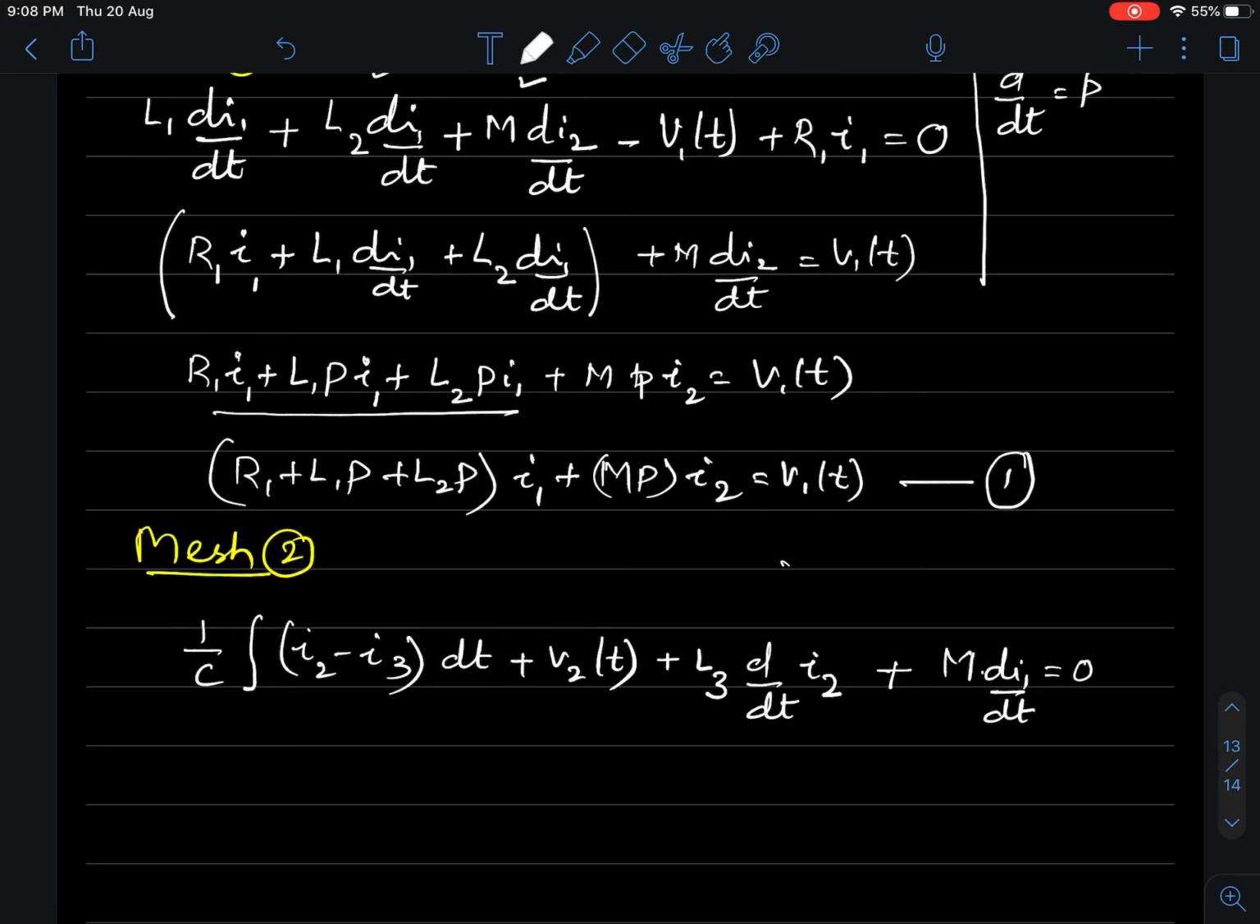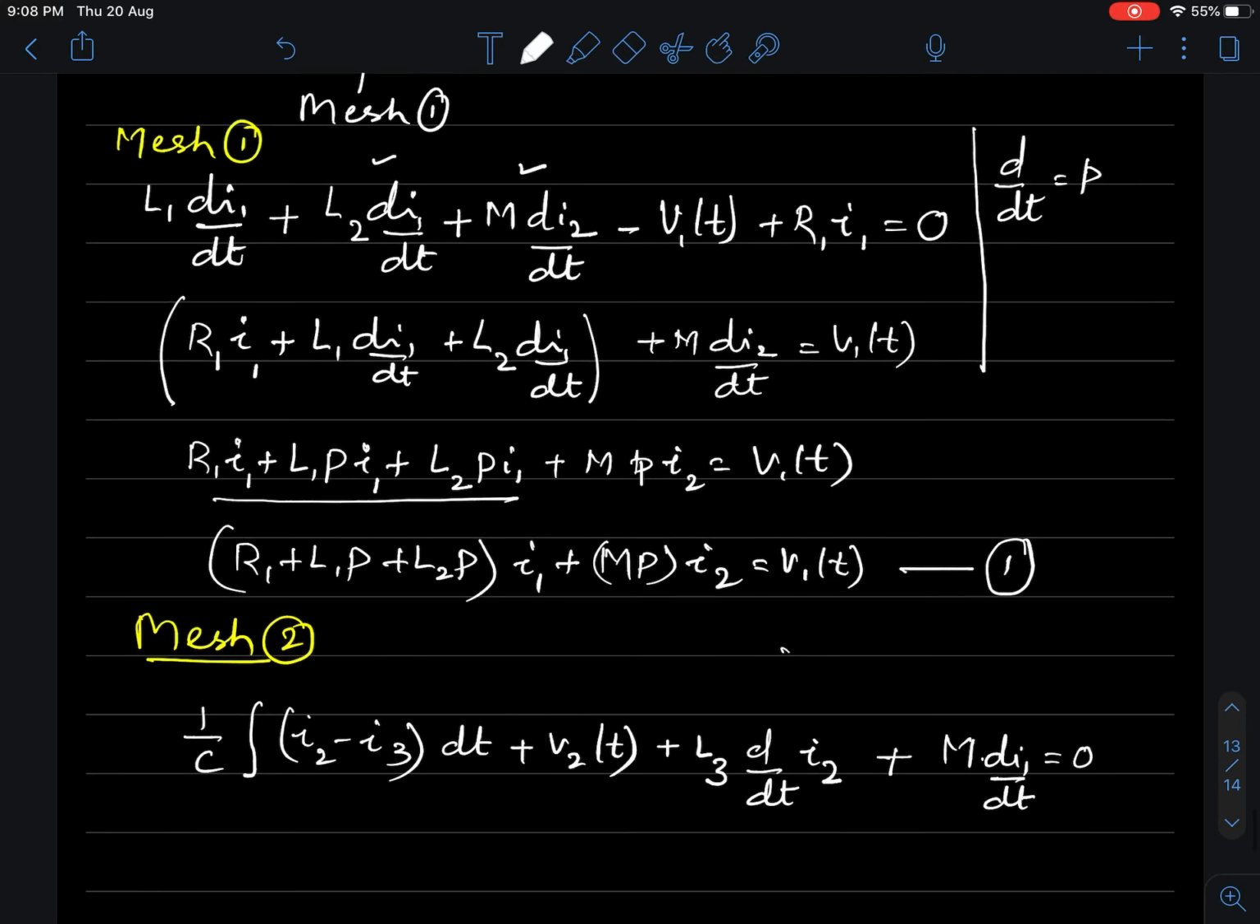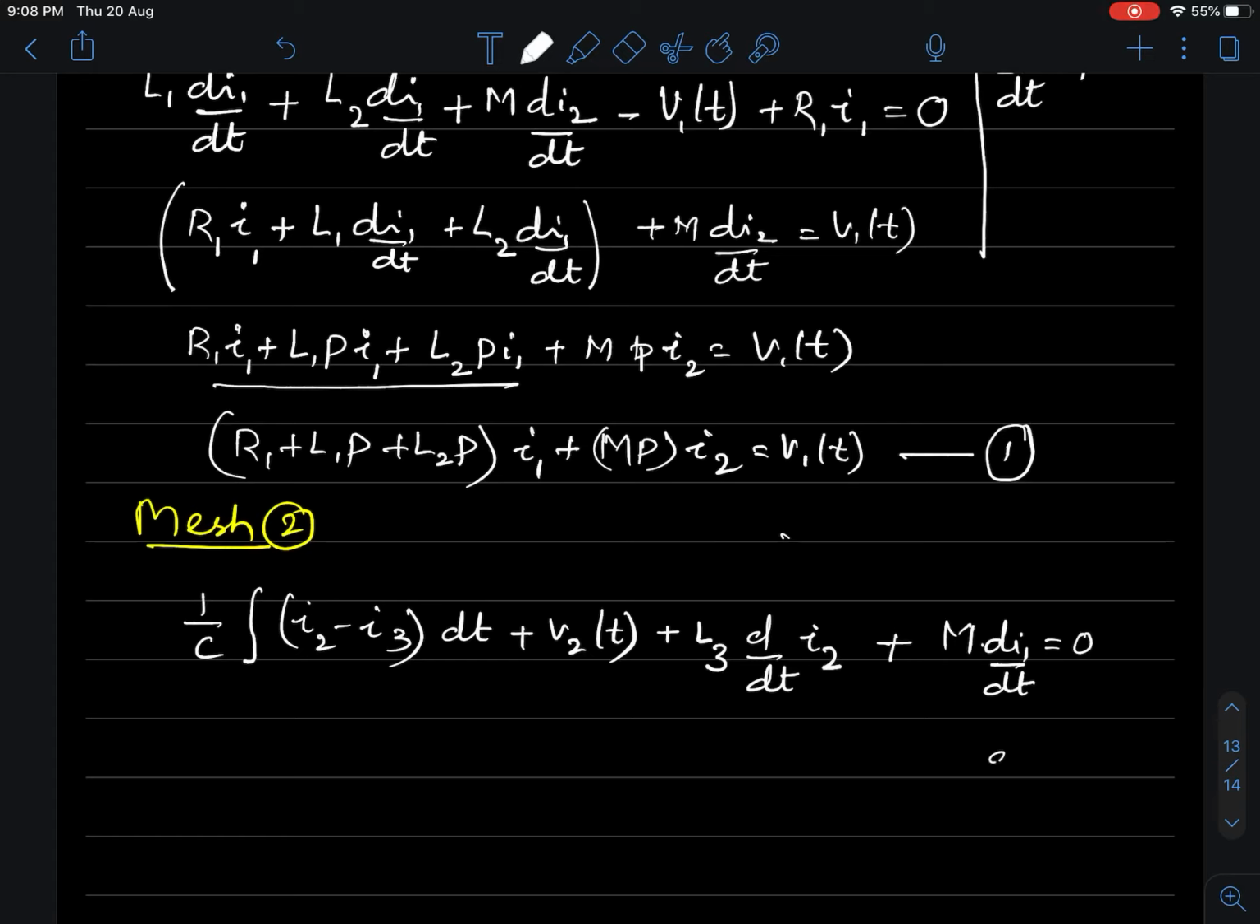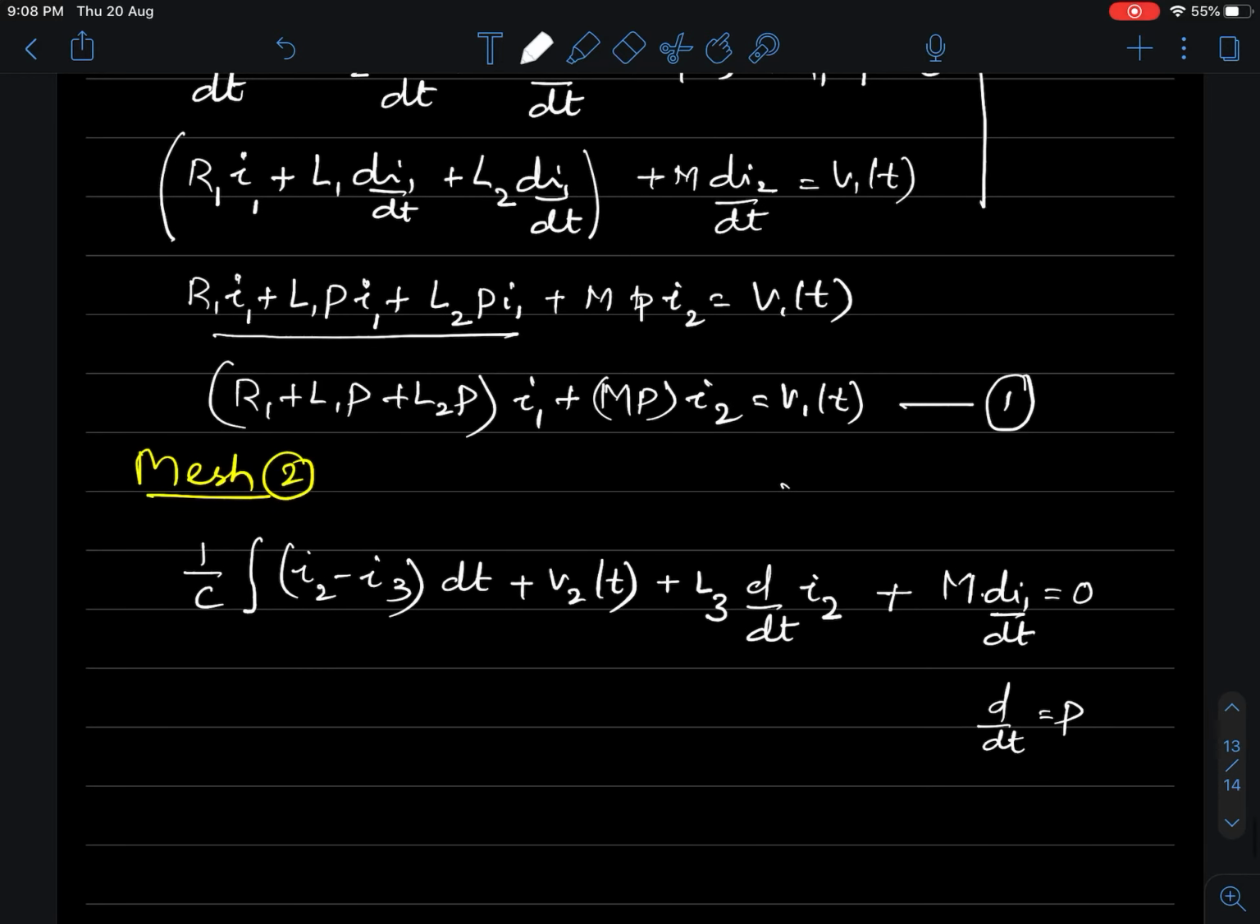We will try to rearrange this equation. We will try to substitute again d by dt by p, and we'll put integral dt as 1 by p. We'll make this particular substitution. This substitution helps in making the equation appear simple. Okay, so we'll try to do that.